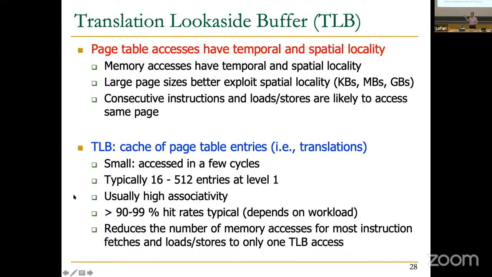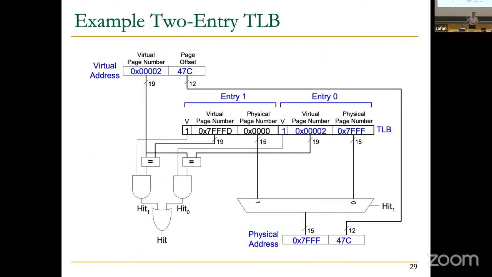Okay. So hopefully you get the benefit of this, right? This reduces the number of memory accesses to only one TLB access. You don't need to access even physical memory or the page table. Page table resides in physical memory, but you don't need to access it because you already cached it whenever you use the translations. Okay, so let's take a look at an example 2-entry TLB.